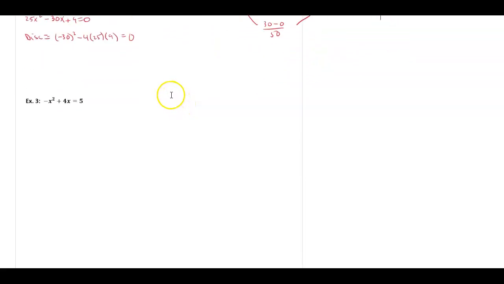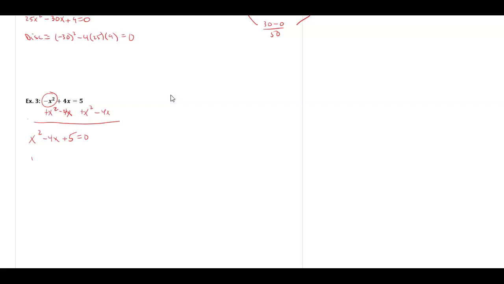All right, and number 3. When we look at number 3, first thing we want to do is set this equal to 0. But if I can make this x squared positive, that's going to be the easiest way to go about it. So I'm going to add x squared to both sides, but then I'm going to move the 4x over by subtracting it. Now I end up with positive x squared minus 4x, since 5 is positive, plus 5 equals 0.